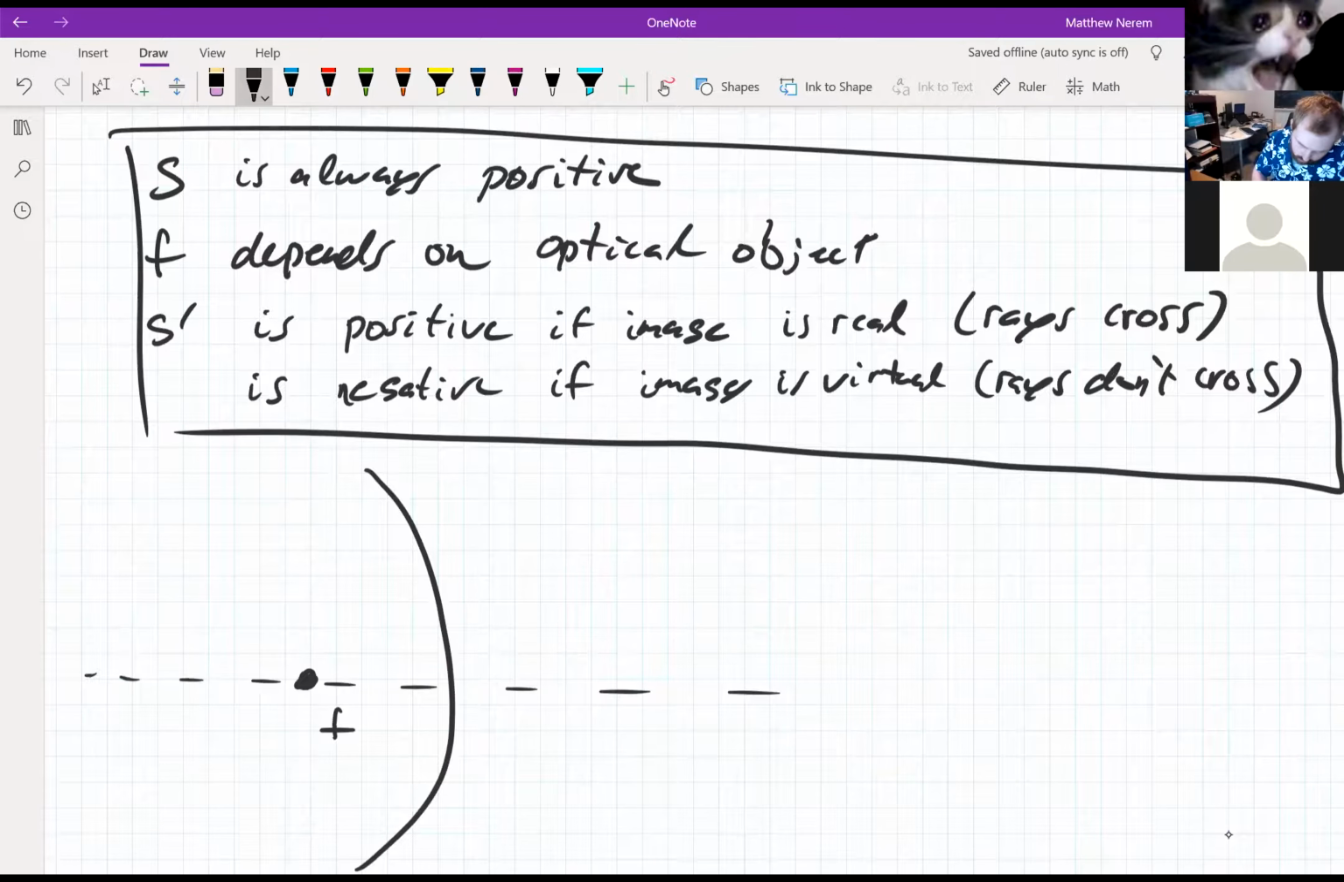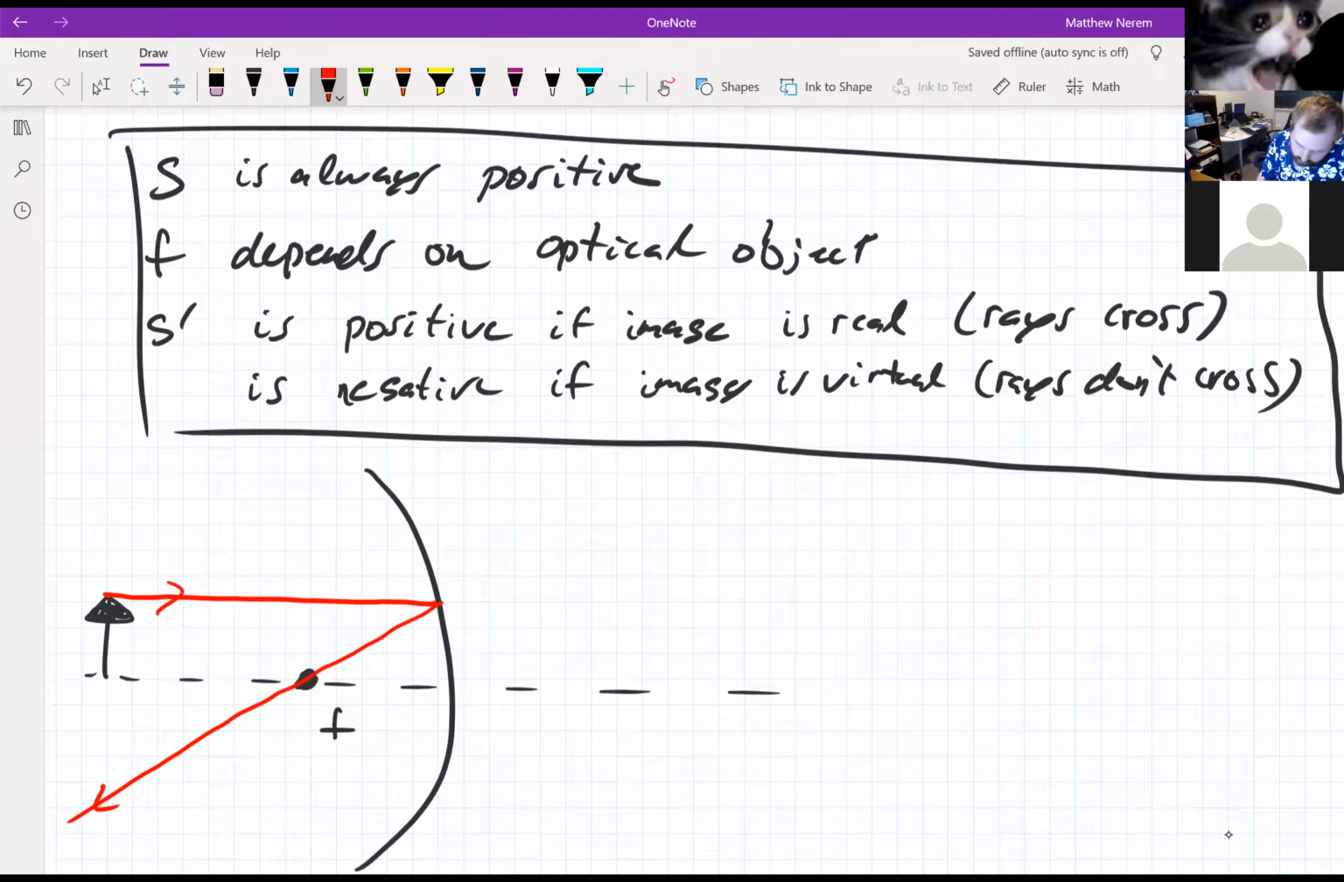Right. And let's put the object here. Shoot my rays in, see where they go. So I'm going to use different colors to represent different rays. I'll do one principal ray parallel to the optical axis. Reflect that through the focal points. Next one, I'll have this one go through the focal point. It comes out parallel.